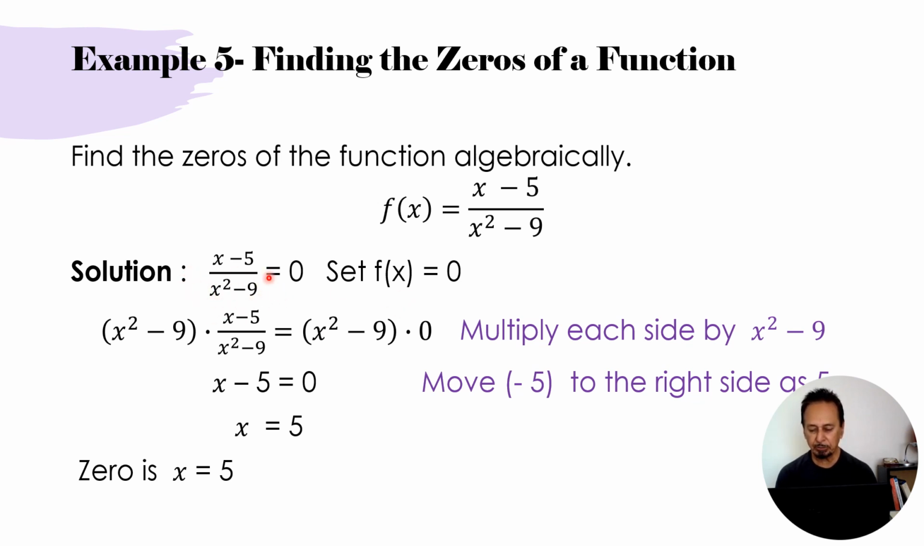So we multiply both sides by x squared minus 9. So we have x squared minus 9 times x minus 5 over x squared minus 9 equals x squared minus 9 times 0. Well, the right side goes to 0, and on the left we can cancel out, and we get x minus 5 equals 0. Now we move the negative 5 to the right, and it becomes positive 5. So the zero is x equals 5.